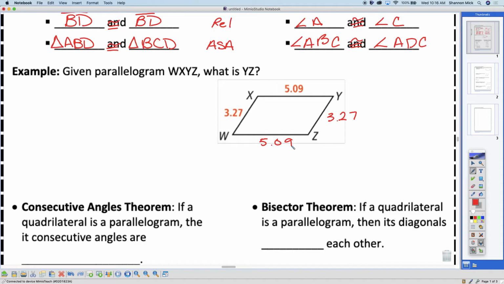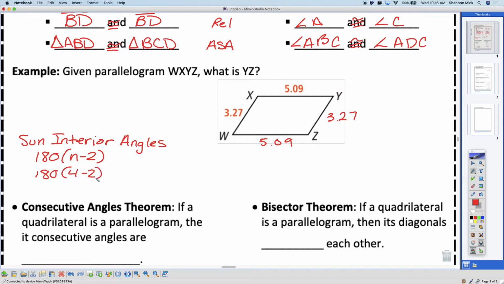What do all the angles in this shape equal? 360, because there are four sides. For every quadrilateral, what's the formula? 180 times n minus 2. This was the sum of the interior angles, from 6-1. So I have 180 times 4 minus 2, which is 2, so I get the sum of the interior angles.